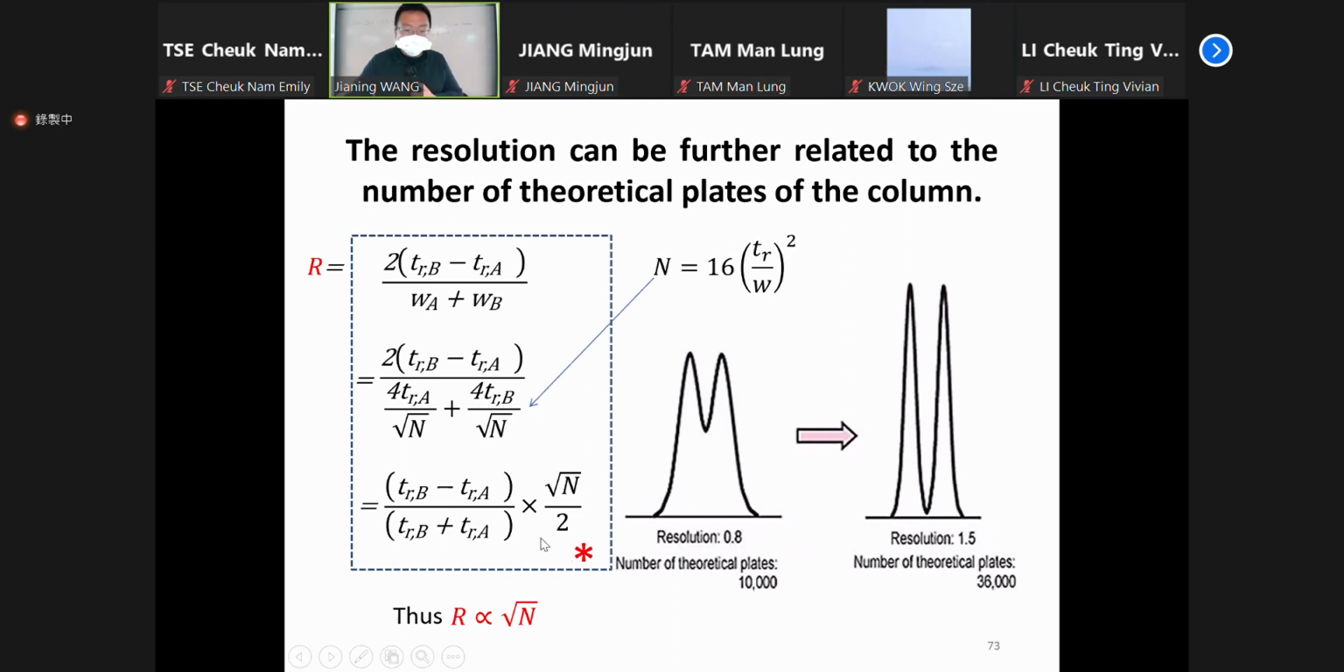Most importantly, you should know their relationship follows this mathematical relationship: square root. So R is proportional to the square root of N, and not N, right? It is linearly proportional to the square root of N.